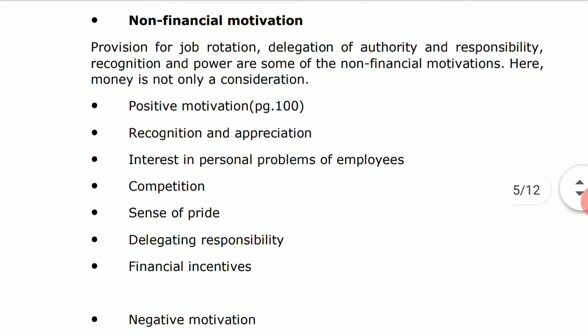Then what are these non-financial motivations? Non-financial motivation is provision like job rotation, delegation of authority and responsibility, recognition and power. These are some of the non-financial motivations, right? Here money is not the only consideration. That means here, other than money, the motivation is given.